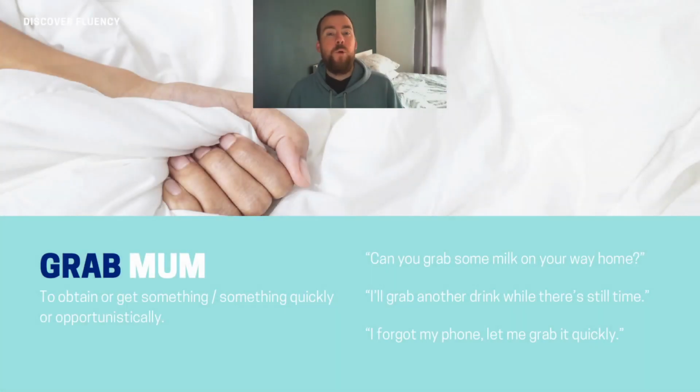Sorry. Moving on then, we're going to look at grab Mum. Again, in British English, we often use this informally, meaning to get or to obtain something very quickly or opportunistically. In this case, what they mean is go there, get her very quickly and leave, because this whole plan is about rushing around and doing everything quickly to stay safe.